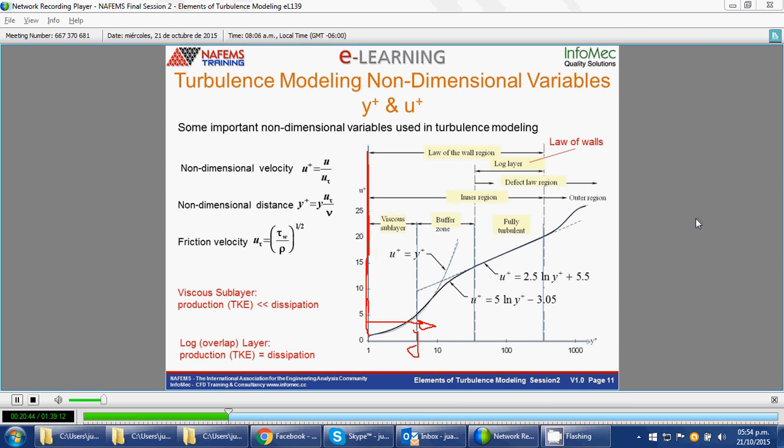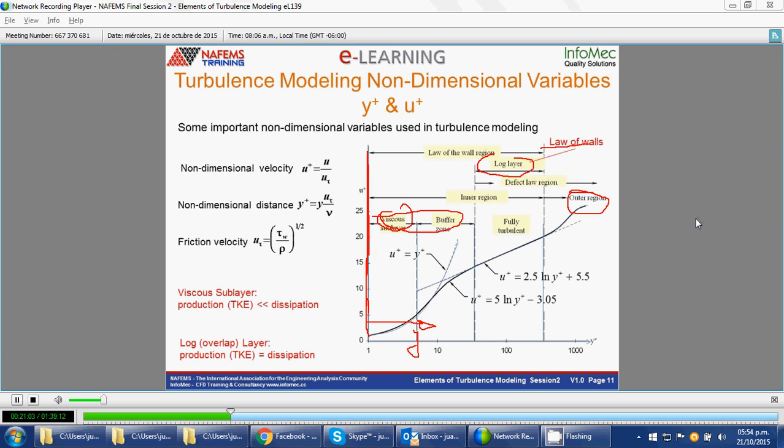direction. As I mentioned, near the wall is the viscous sublayer, and then there is a buffer zone. This makes up the inner region, and then you have the outer region at this point, and between you have the log layer, which is the log wall valley.